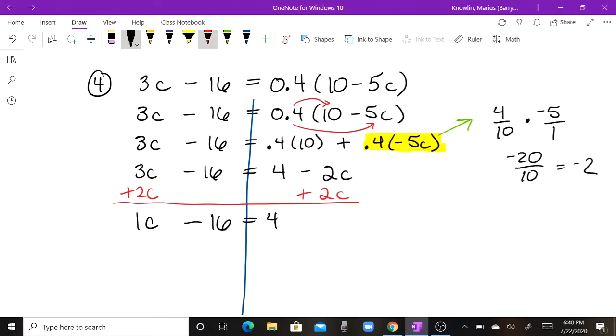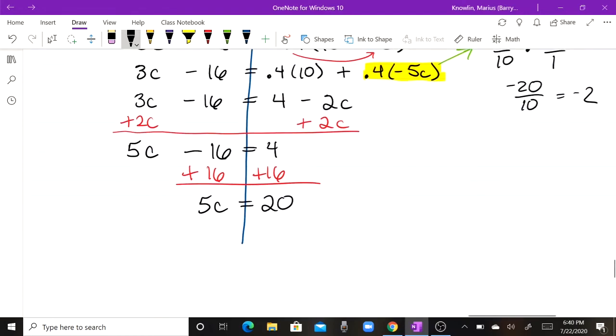And now, since I have negative 16 on the left, I want to move that negative 16 to the right side. I'm going to add 16 to both sides. And that's going to leave me with 1c equals, oh, excuse me. This shouldn't be 1c. I apologize about that. That should really be 5c. Moving too fast there. So that's 5c equals 20.